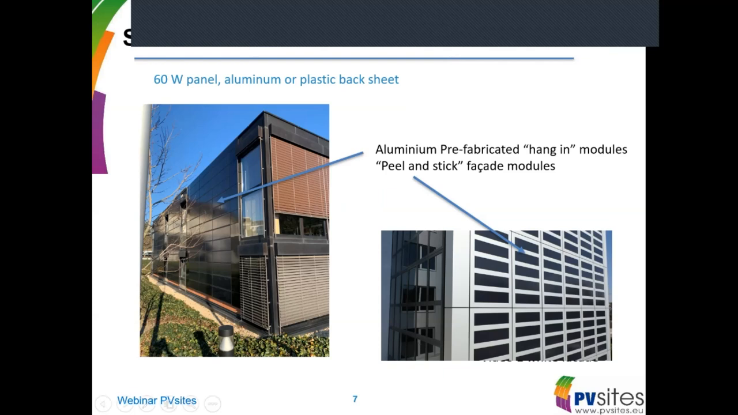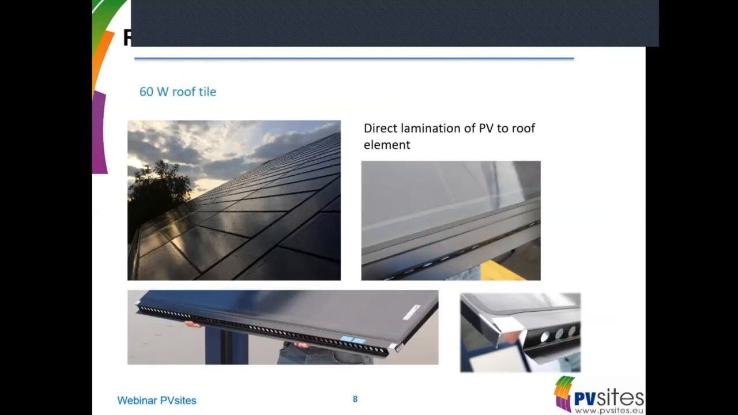So these are the two facade solutions. One is a hang-in aluminium panel and the other is a peel and stick solution. In both cases, it's important that it's very lightweight. You have about 2 kilograms per square meter, which is a fraction of what you have if you use glass. And in many applications, weight is important on the facade, not to have it too heavy. You can save on the installation. And the roof tile, there, of course, you have just one roof. You don't need an extra roof. And it's also, from the installation point of view, it can be beneficial.